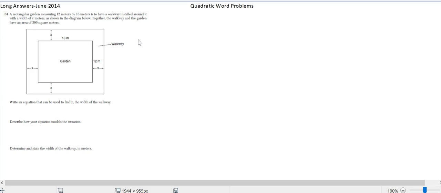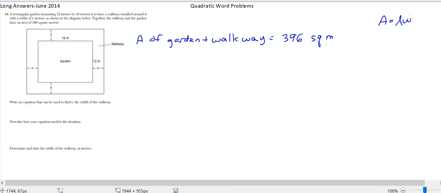And together, the walkway and the garden have an area of 396 square meters. So we know that the area of the garden plus the walkway is equal to 396 square meters. And do we know the length and the width? We know that area is always equal to length times width. Do we know the length and the width of the garden plus the walkway? Let's check. What is the length of the garden plus the walkway?